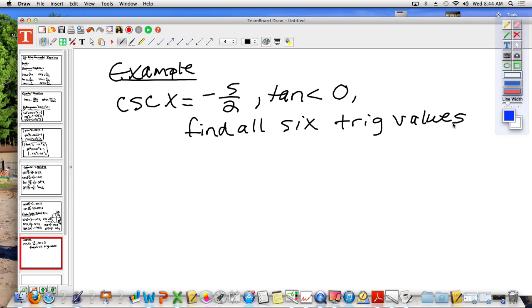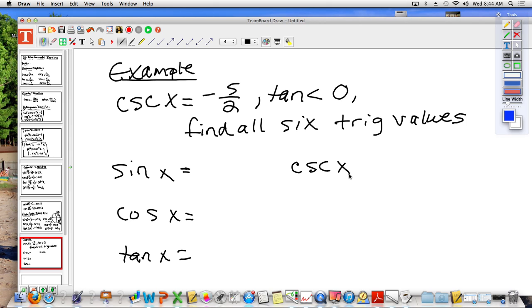So the first thing that I want you to do is set up, remember how I always set these things up where I write the sine of x first, and then the cosine of x, and then the tangent of x. And then right next to the sine of x, I always put its reciprocal, so I put the cosecant of x. The reciprocal of cosine is secant, and the reciprocal of tan is cotan. And the only thing that we have right now is the cosecant.